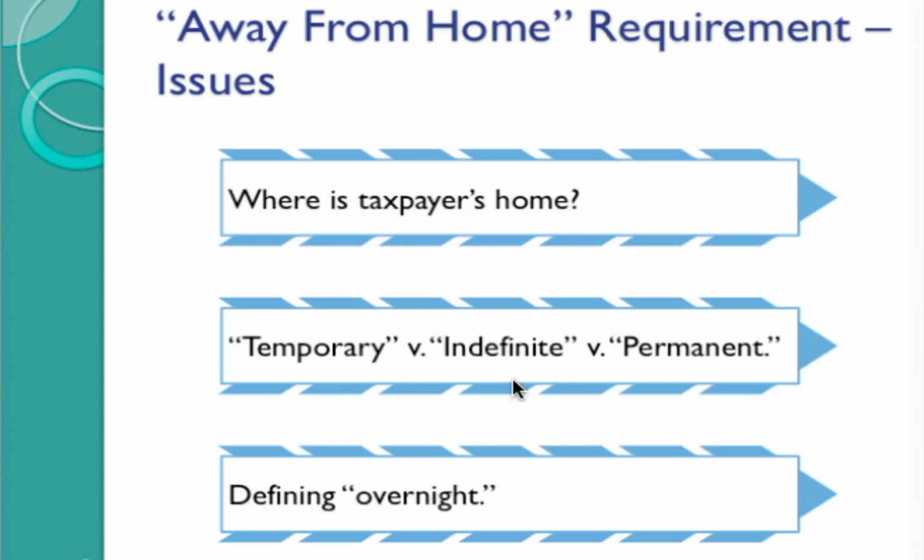You have to be able to establish where the home is to determine if you're actually away from the home. Is being away from the home a temporary situation, an indefinite situation, or a permanent situation? If it is an indefinite or permanent situation, then the IRS does not consider travel expenses as deductible. They consider that you've actually changed your home.